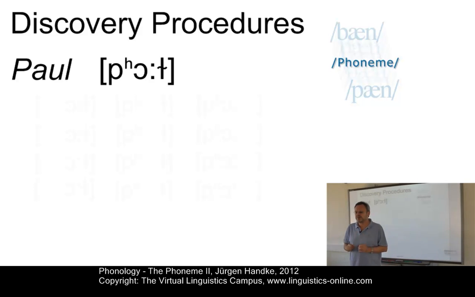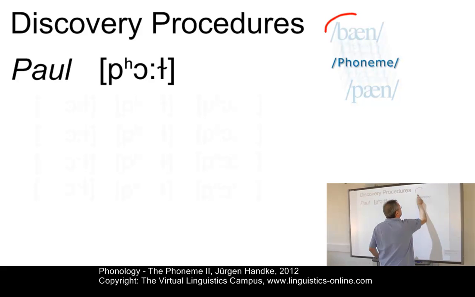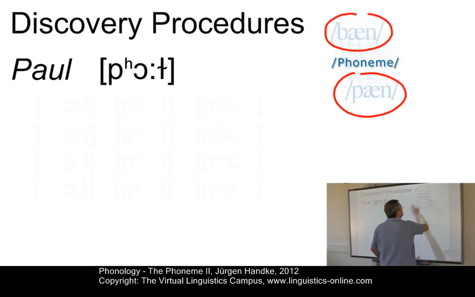The most well-known method of phoneme discovery is the method of setting up minimal pairs, that is, words whose sound structure is identical except that they differ in one speech sound. Normally, minimal pairs are thus very short words. For example, the two words over here, represented by these phonemes, ban versus pan.